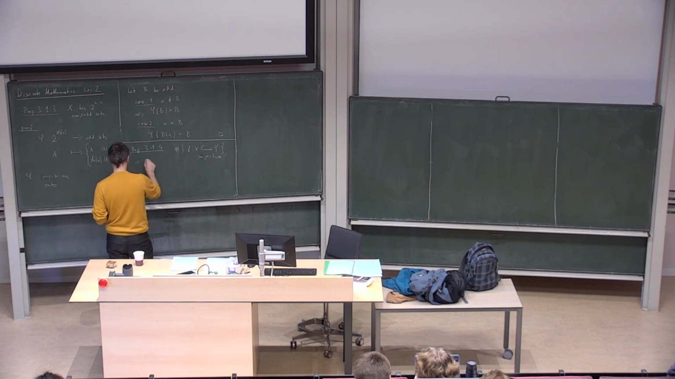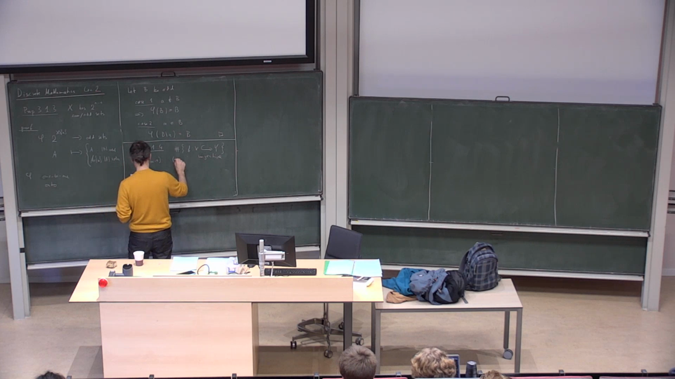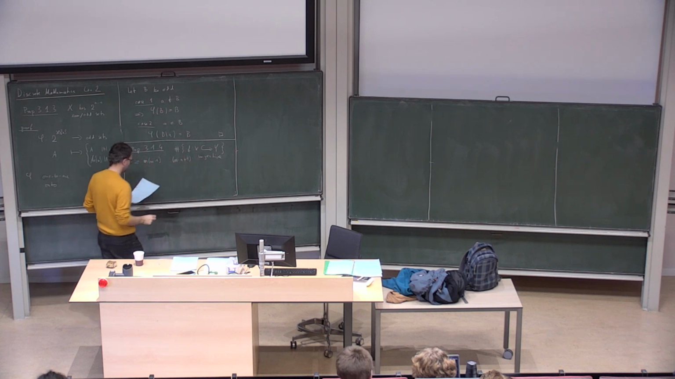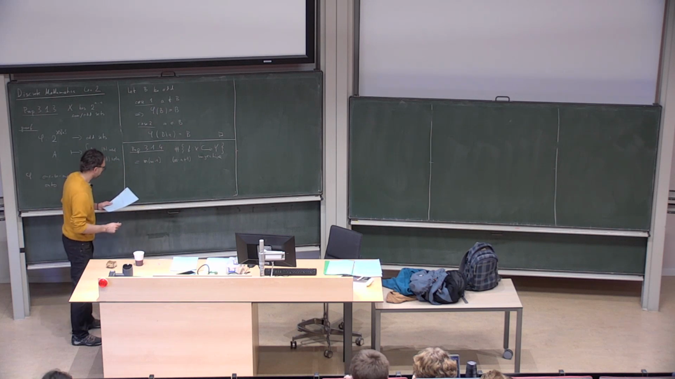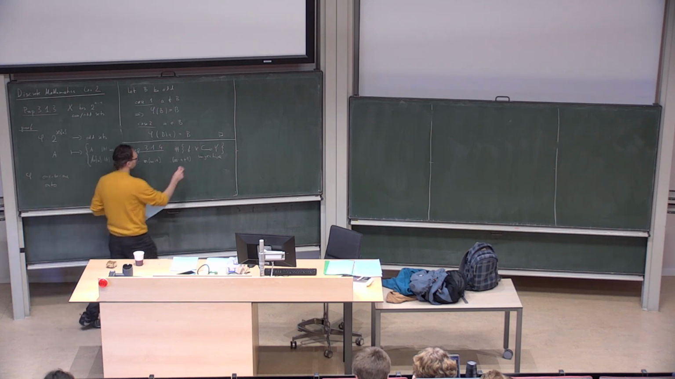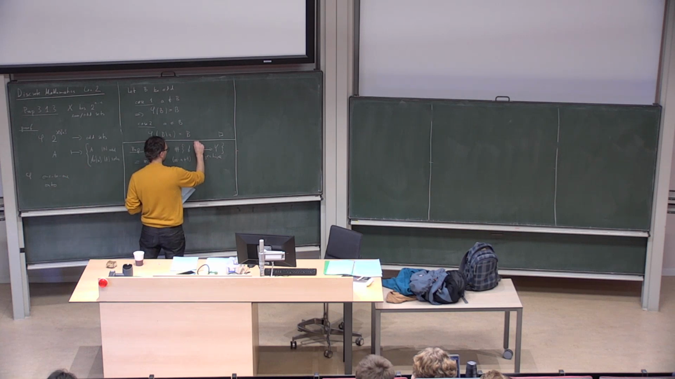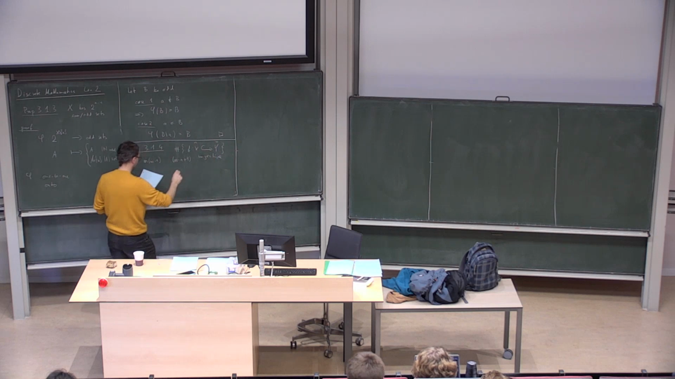And that number is m times m minus 1 times up to m minus n plus 1. And here, this has size n and this has size m.